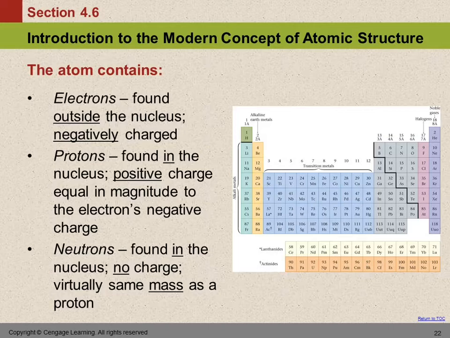There are electrons. The electrons are found outside the nucleus, and they have a negative charge. Protons are in the nucleus. They have a positive charge. Their positive charge is the same in size to the negative charge on the electron. So if you have one electron and one proton, their charges add up to 0. And then we also have the neutrons. And neutrons are also inside the nucleus. They have no charge, and they have the same mass as a proton.